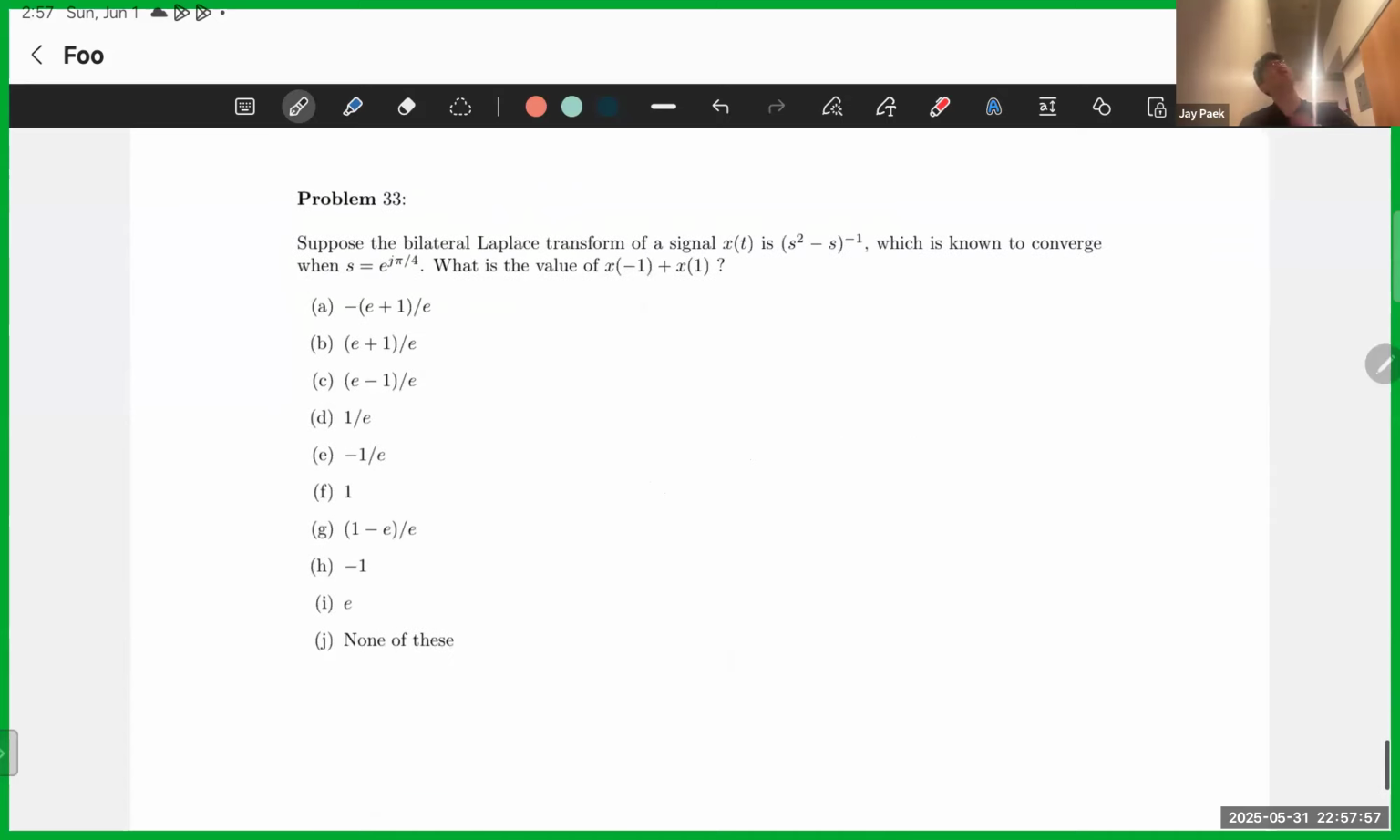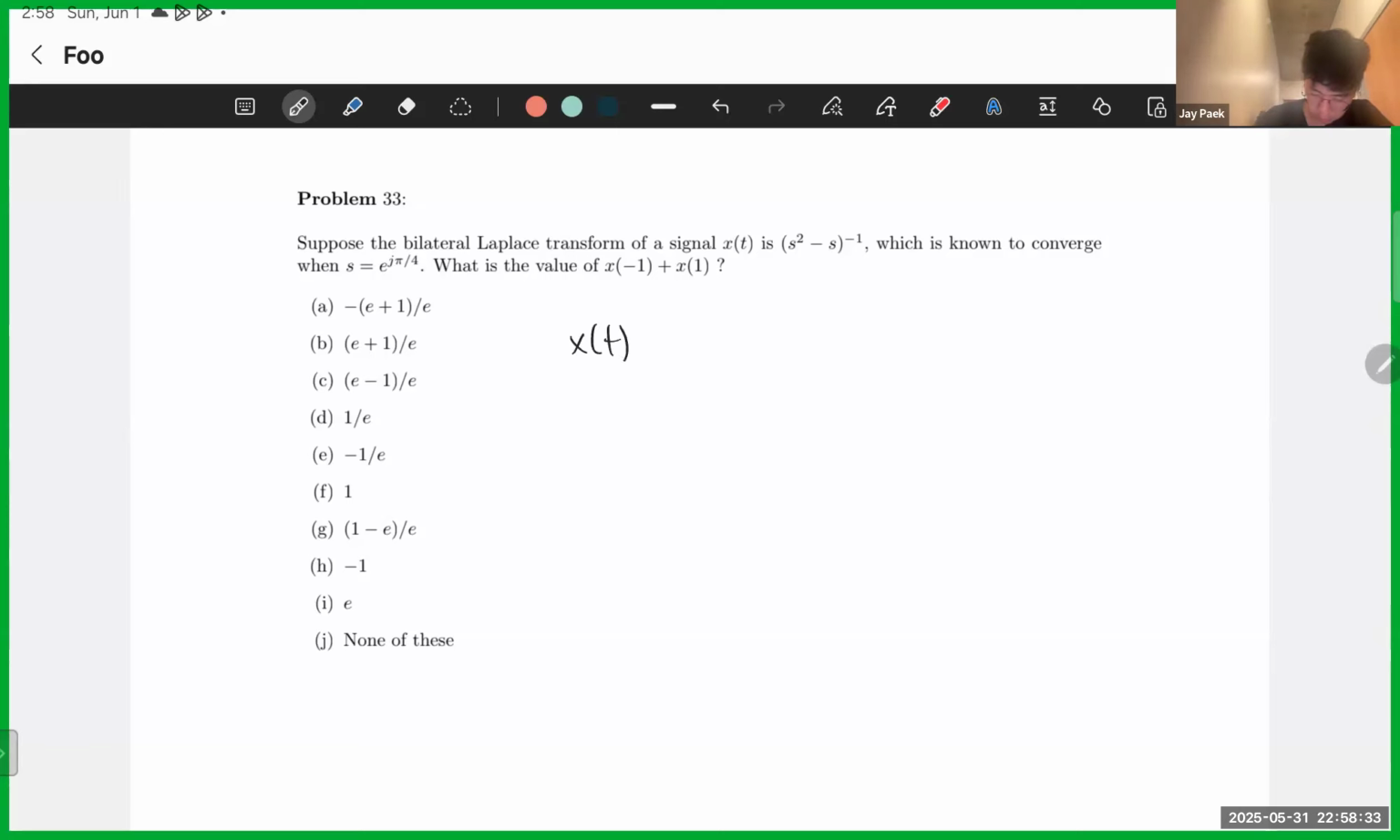All right. 3 more questions. 4 more. Suppose the bilateral Laplace transform of a signal x of t is given, which is known to converge at e to the j pi over 4. What is the value of that? Is there a smart way? I doubt it. I feel like we need to just go ahead and calculate the Laplace transform.